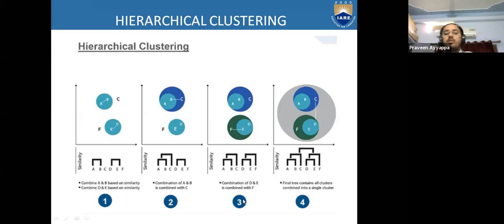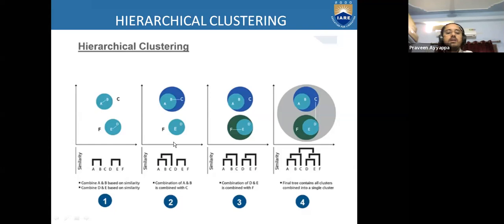Next, the combination of D and E is combined with F, in a similar way as done with A, B, and C. Here we have E and D, which is being combined with F. Next, the final tree contains all clusters combined into a single cluster. You see here, earlier we had only two clusters.